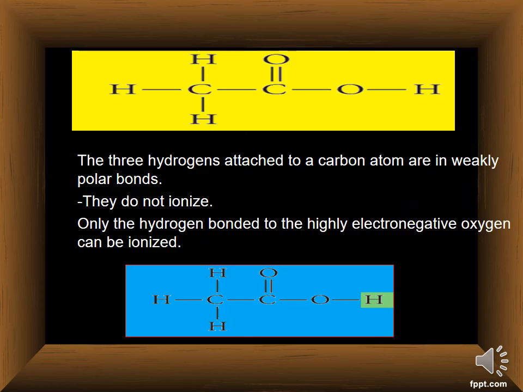Understood? Good. Now these are the structures. You can see here there is no polarity, but on this side there is polarity. That's why we say the 3 hydrogens attached to the carbon have very weakly polar bonds, so they cannot be donated and do not ionize. Only the hydrogen bonded to the highly electronegative oxygen can be ionized. So this highlighted hydrogen is the only one that can be ionized. That's why we call it a monoprotic acid.